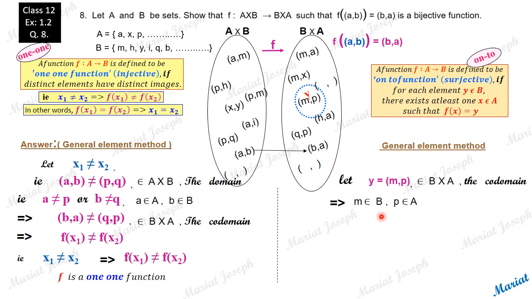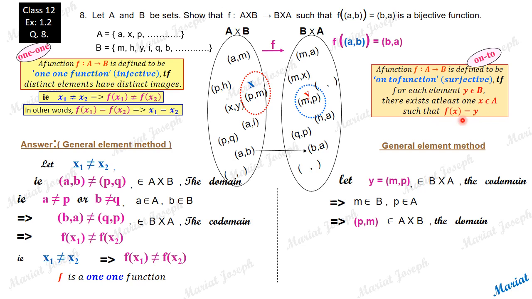Now if M belongs to B and P belongs to A, the pair PM would belong to A cross B. So corresponding to MP, we could find a PM in the domain. Yes, if MP is available in B cross A, there will be an ordered pair PM in the domain A cross B. Now, two stages of this definition we have completed. We have taken an element in the codomain and we could get a corresponding element in the domain.